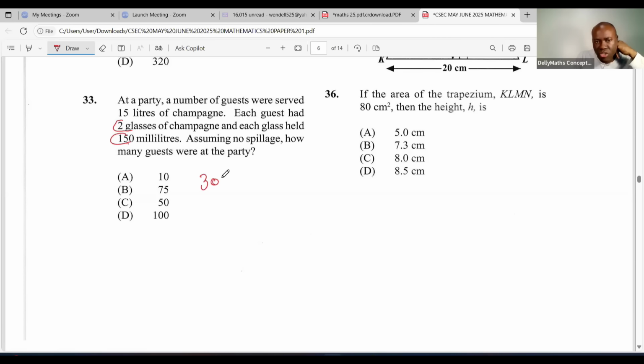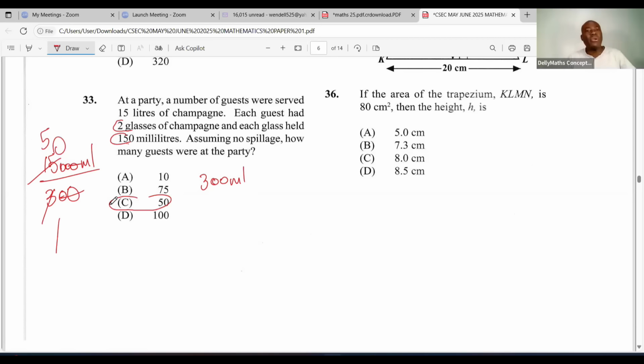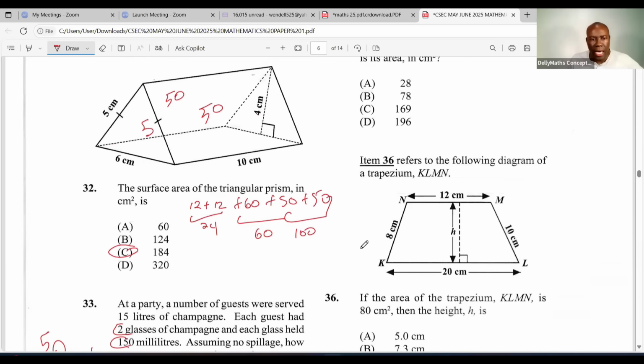So each guest has 300 milliliters. We have 15 liters, which is 15,000 milliliters. If you divide this, that's where the answer would have come from, right? 3 into 15, 3 into 0, so it's 50. So we have 50 guests here. Basically, you're just dividing 15,000 by 300, and this is just one way to do it. You'll get 50 people, and that's over. Let's go to the next question.